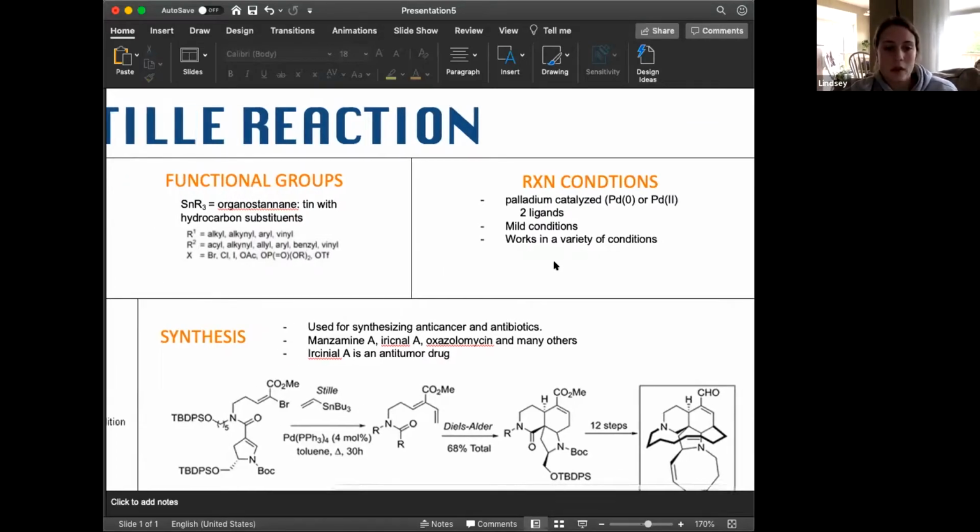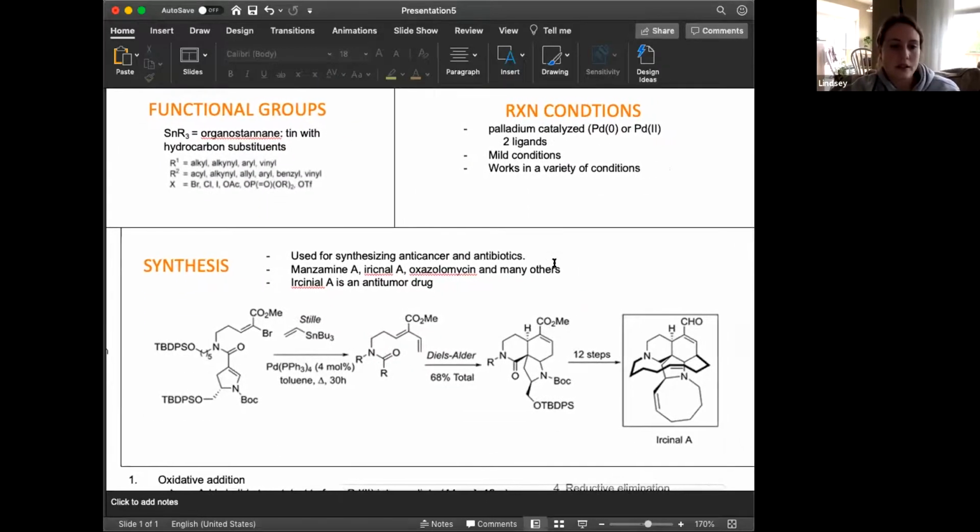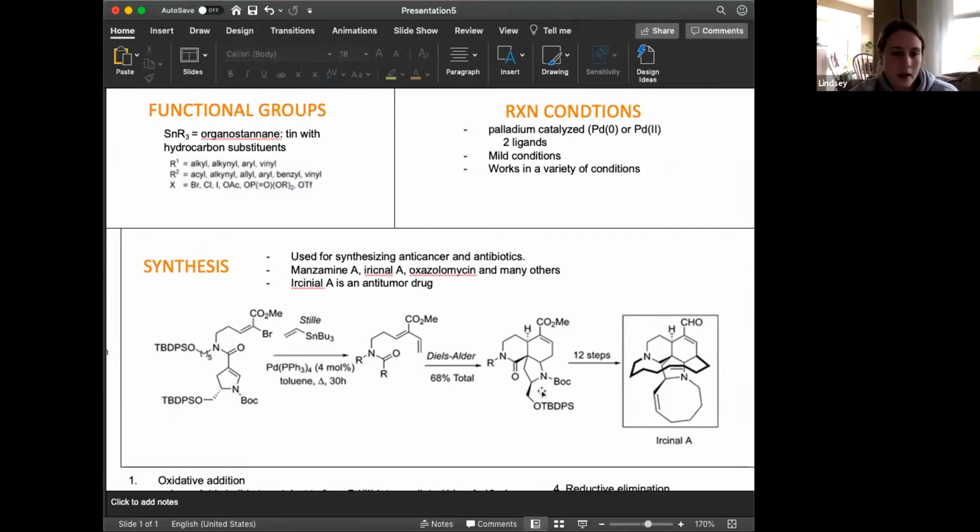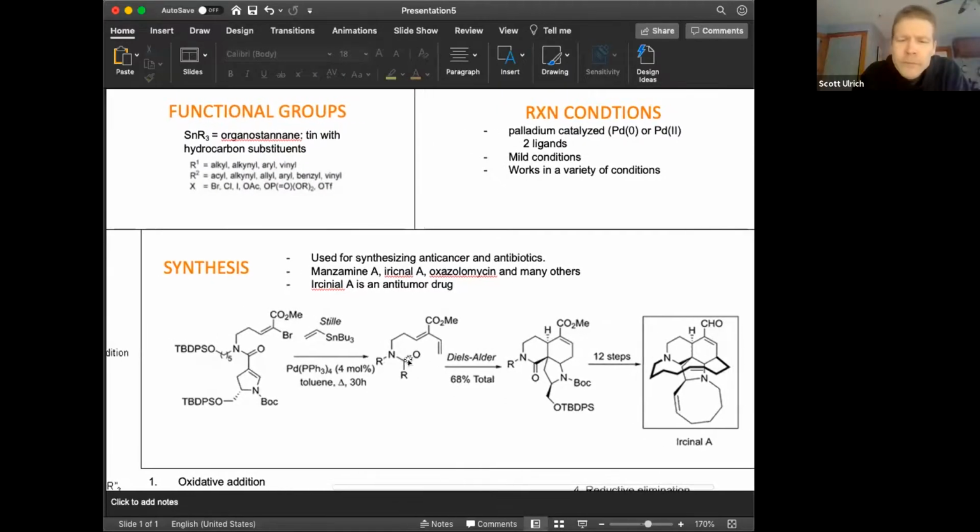My synthesis for this was the synthesis of uracil A. You can see right here, this is where they add the SnBu3 to here, the Br pops off, and the bond forms between this carbon and this carbon right here. Then they also have a Diels-Alder and 12 other steps that lead to uracil A, which is an anti-tumor drug. So, yeah, I thought it was pretty cool.